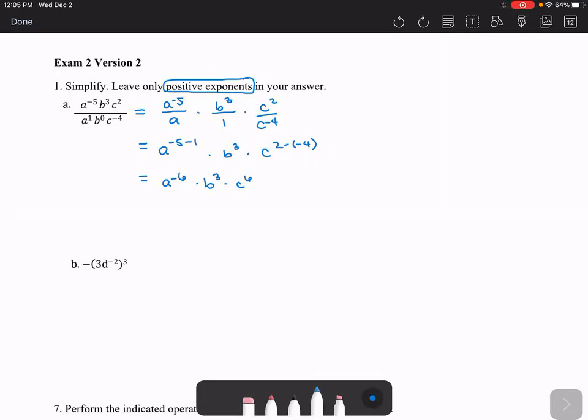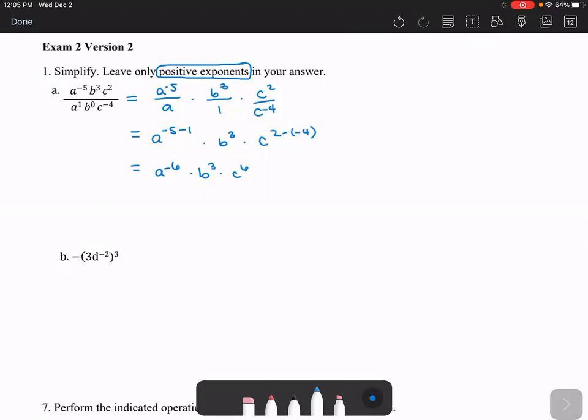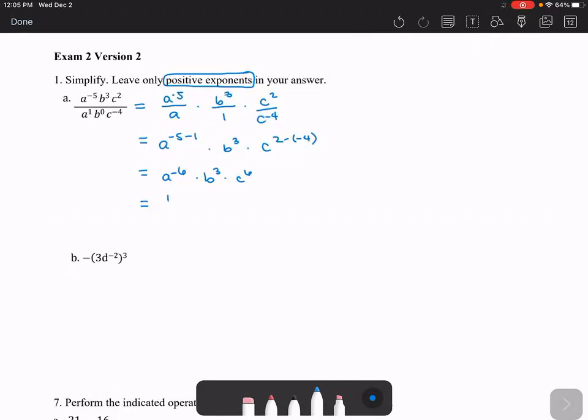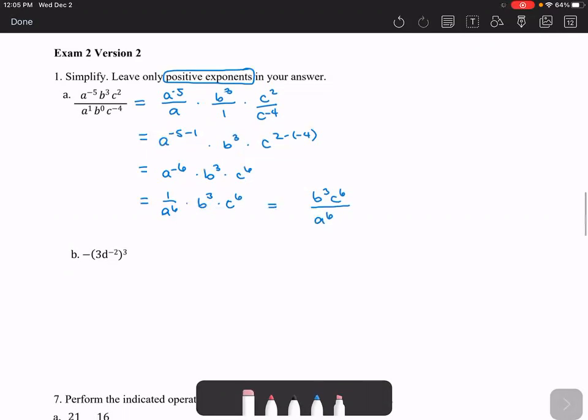If we need to change an exponent from positive to negative or vice versa, we just flip where it is in the numerator or denominator. So A to the minus 6 can be written as 1 over A to the 6th, and then everything else stays the same. So this is written as B cubed C to the 6th over A to the 6th. And this is how you write that using all positive exponents.